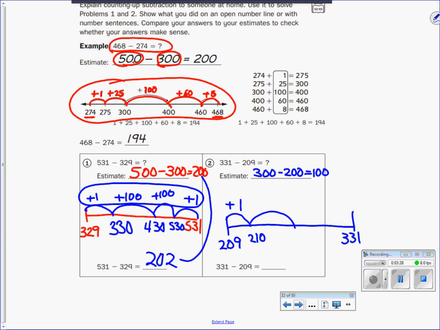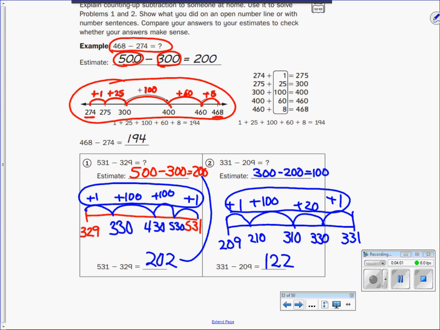So 209 to 210 is plus 1. Then from 210 I can go to 310, which is plus 100, and 310 to 330. Now, boys and girls, remember, you can use whatever jumps you feel comfortable with. That gives me plus 20 and then a plus 1. So if I add all of those up, 100 plus 20 plus 1 plus 1 gives me 122.